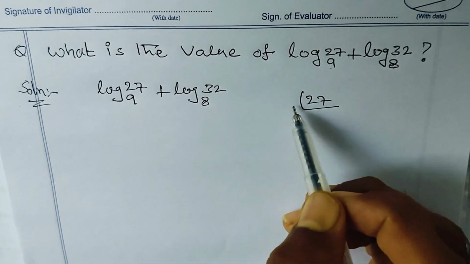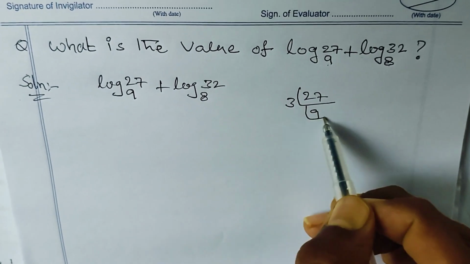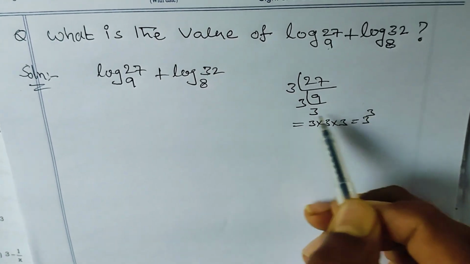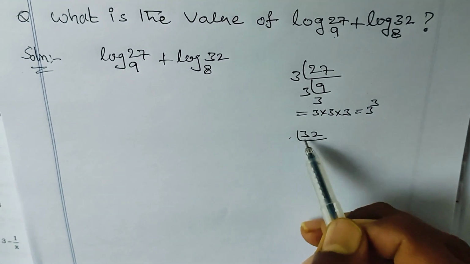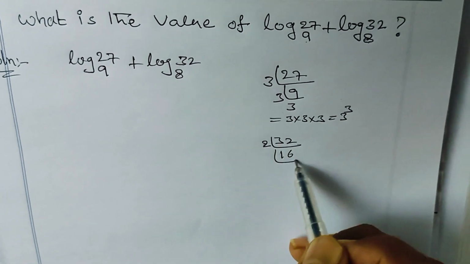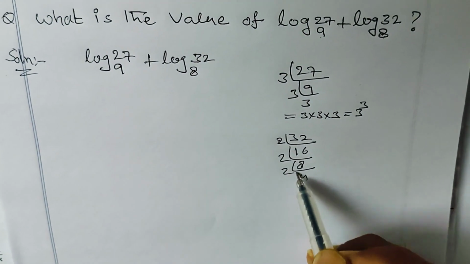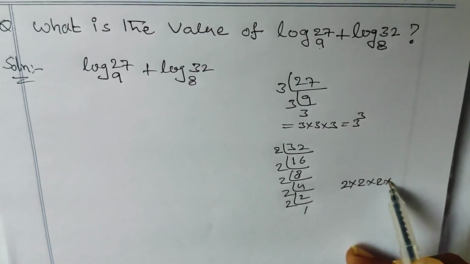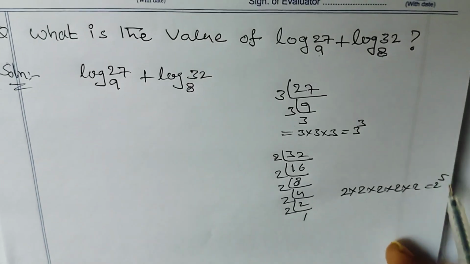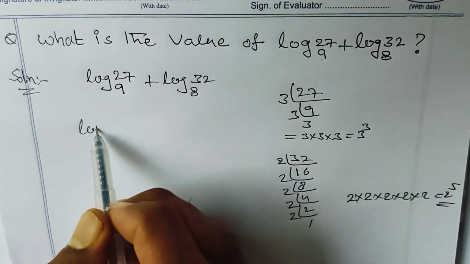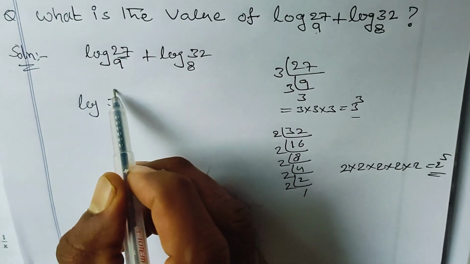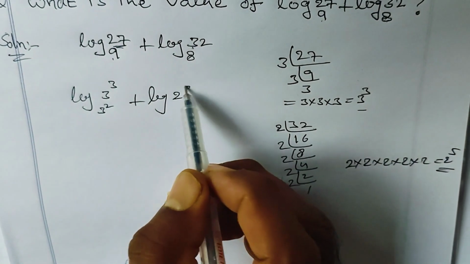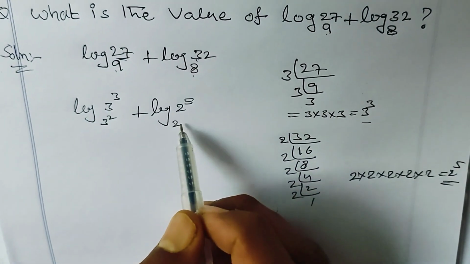27 factors: 3, 9, 3 into 3 into 3, 3 cube. 32: 2 16, 2 8, 2 4, 2 2, 2 1, 2 into 2 into 2 into 2 into 2, 2 to the power of 5. Okay, log 3 cube, 9 is 3 square, 32 means 2 to the power of 5, and 8 is 2 cube.